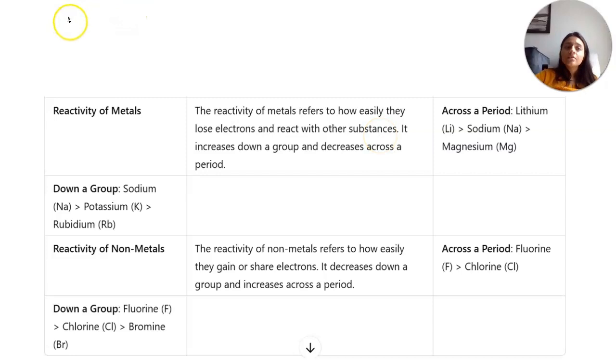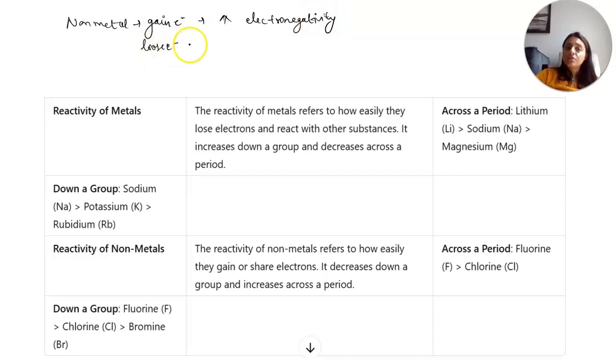Obviously, as you already know, non-metals have the tendency to gain electrons, and that is why they have higher electronegativity. But if we talk about metals, metals have the tendency to lose electrons, right? So their reactivity is much higher than the non-metals. It increases down the group and decreases across the period.